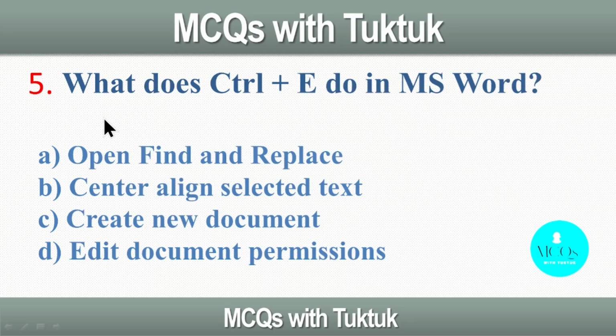Next question, what does Ctrl plus E do? Ctrl plus E will help you to align the paragraph to the center. We know there are different kinds of justification of a paragraph: left, right, center. For center justification, you have to press Ctrl E after selecting the paragraph or the line of text.